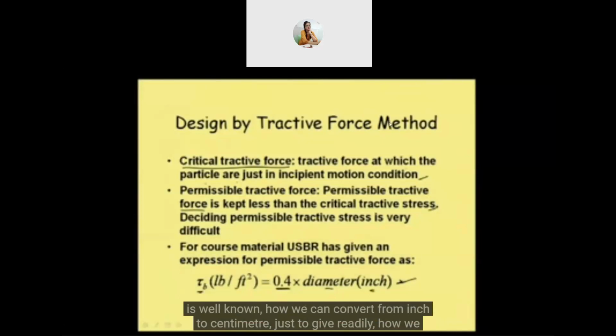Just to give it readily, pound per feet square to kg per meter square, we can convert as 4.882 kg per meter square; 1 pound per feet square is equal to that. And if we want to convert it to Newton, we multiply by 10, and for kilonewton, 1000, so like that we can change these things. So that way we can have the value of the tractive force at the bed of the channel by using the relationship given by USBR. This directly gives us the permissible tractive stress.